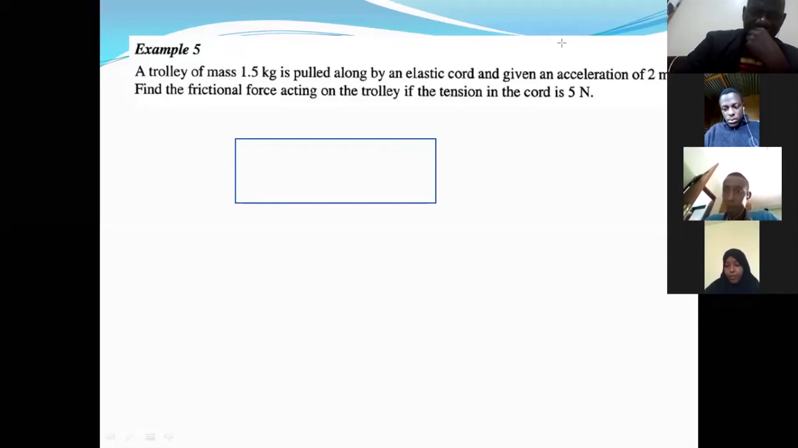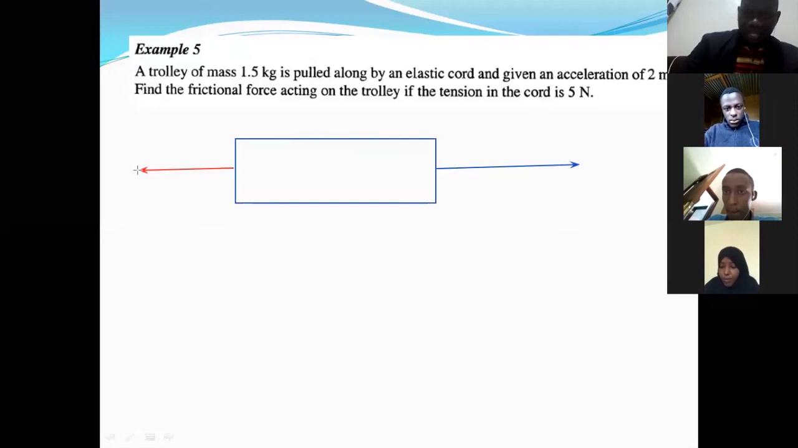Fatma has already got the frictional force to be 3 newtons. Let's see what the others are going to get. That's good. And there is a force pulling to the front, and let's take that there is another force. Frictional force will always act in the opposite direction. So we take this to be the frictional force.